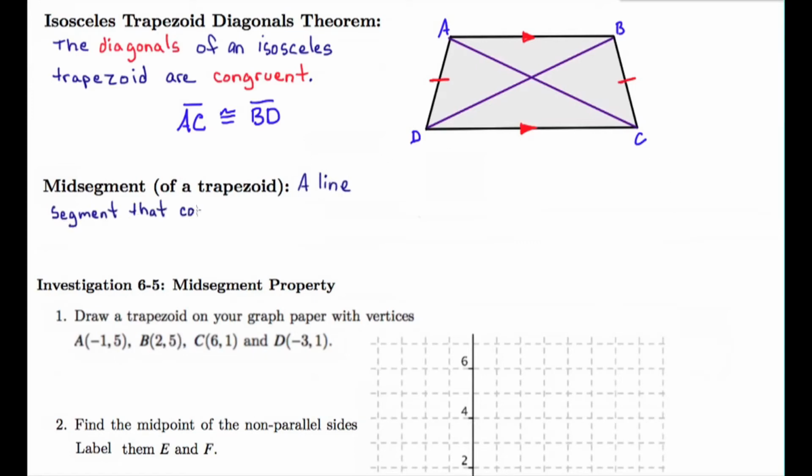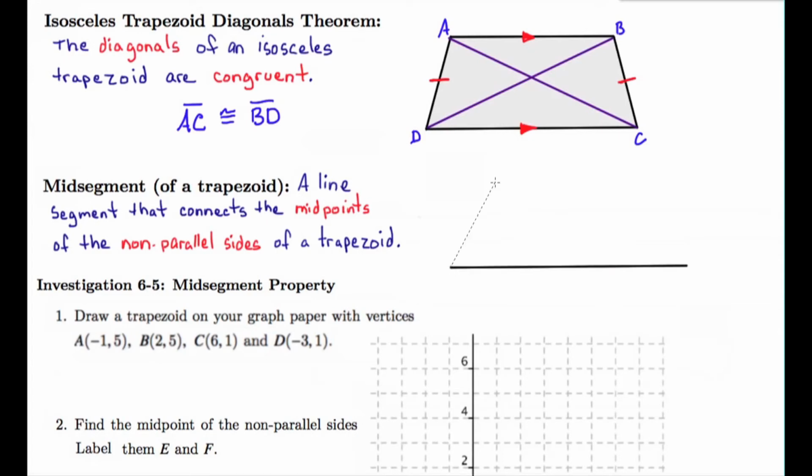The mid-segment of a trapezoid is a line segment that connects the midpoints of the non-parallel sides of a trapezoid. So I'm going to make a trapezoid here. The midpoints of the non-parallel sides, and then I make a line segment between them.